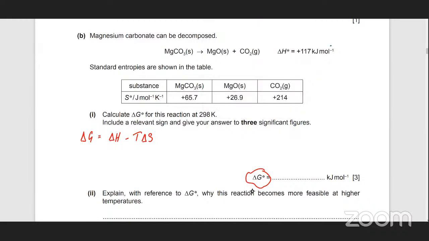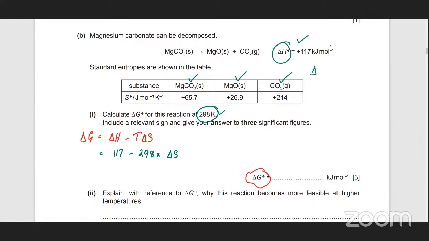Now, what information is given? The enthalpy change is given. That's already there, so that's 117, minus the temperature, which is given as 298 kelvins. It should be in kelvins, 298. And then you have delta S. That is not given. That information is nowhere. What's given is the entropies of all the products and the reactants.